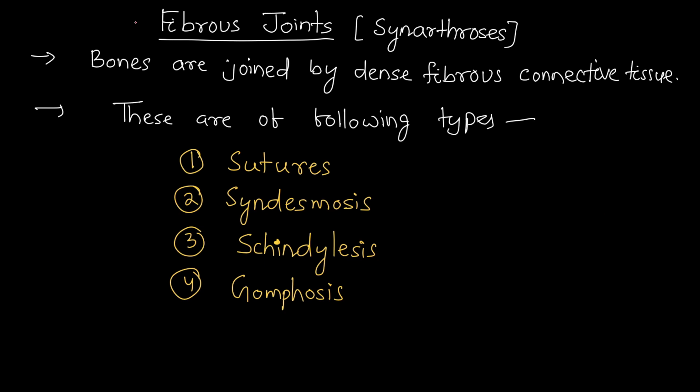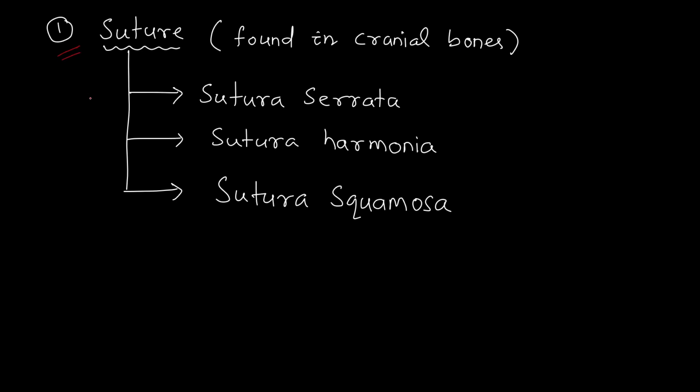So first we start with fibrous joints or synarthrosis. Here, bones are joined by dense fibrous connective tissue, so there is no movement between the bones. These are further classified into the following subtypes: number 1 suture, number 2 syndesmosis, number 3 syndialysis, number 4 gomphosis. So first we discuss suture. Sutures are mainly found in cranial bones. There are further types: sutura serrata, sutura harmonia, sutura squamosa.